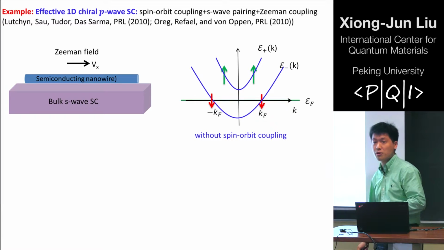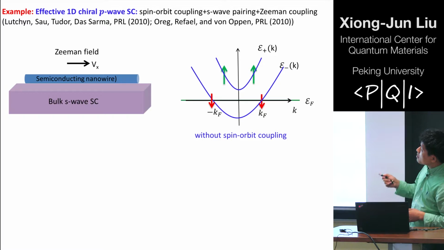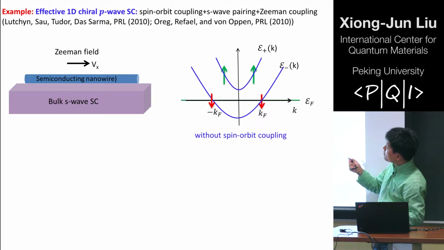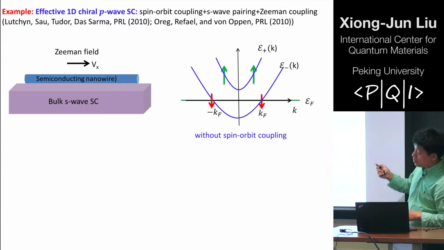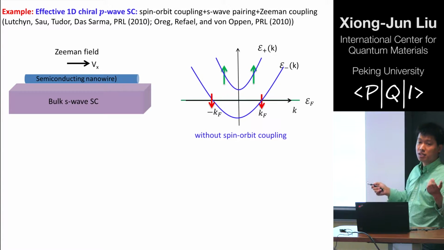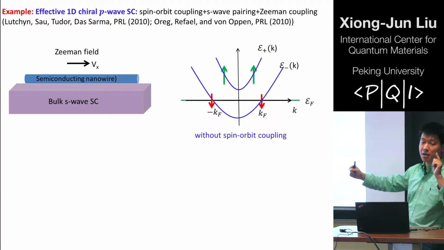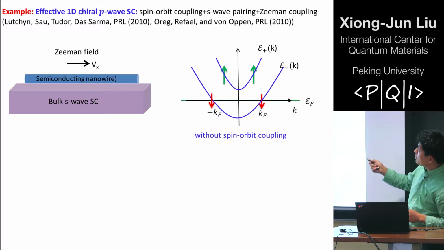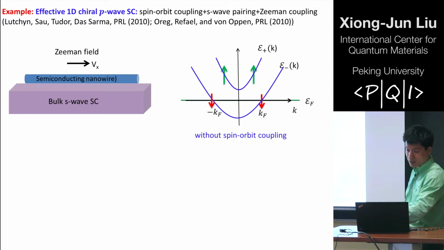The idea is also simple. Suppose in the nanowire you don't have spin-orbit coupling. You only have the Zeeman splitting. In this case you have two split bands, spin up and spin down. When the Fermi energy is here, the s-wave pairing cannot do anything, since the s-wave pair must happen between spin up and spin down. So it does not open a gap at the Fermi energy.